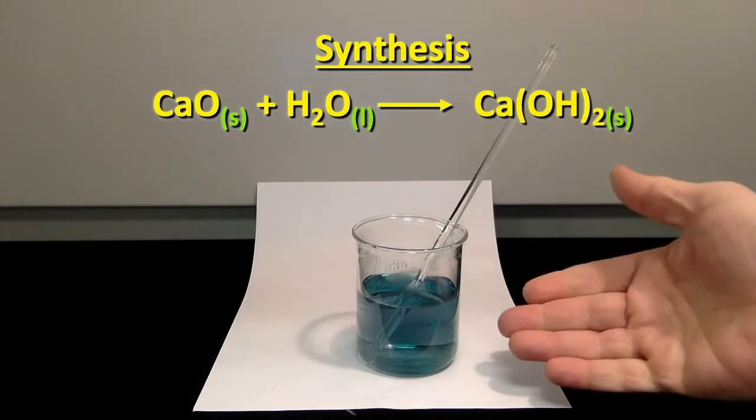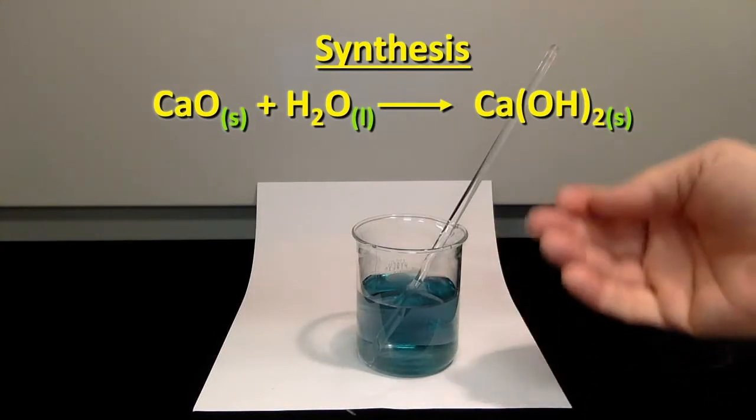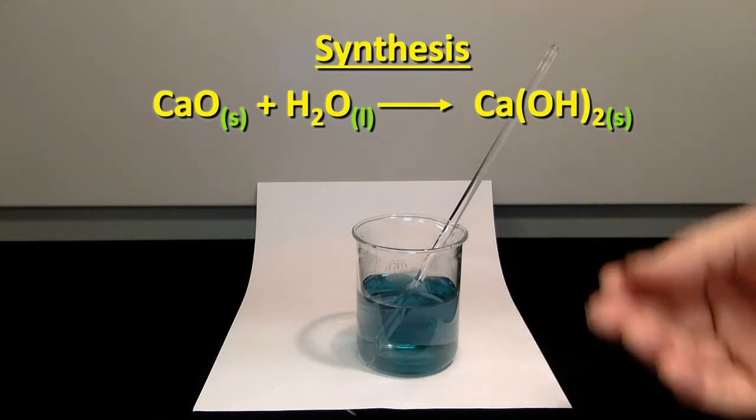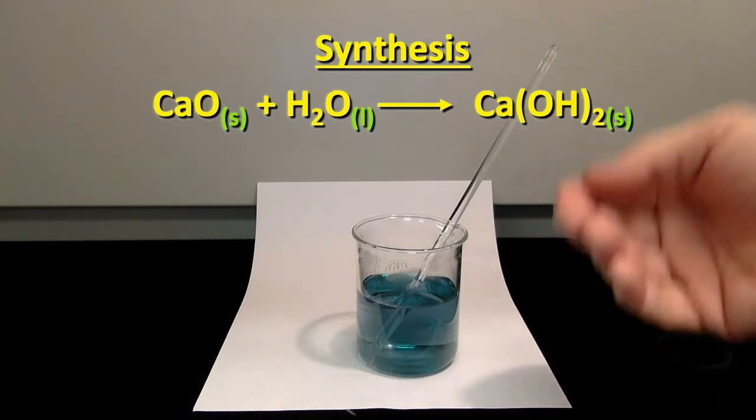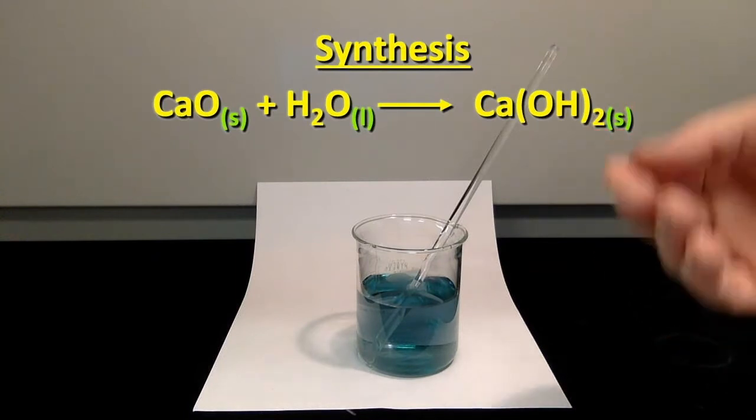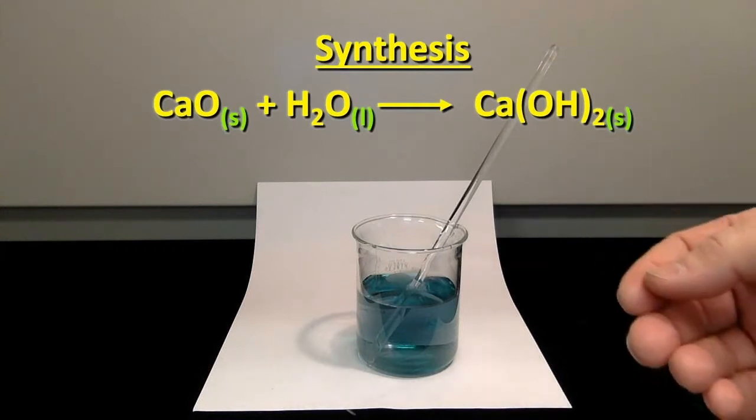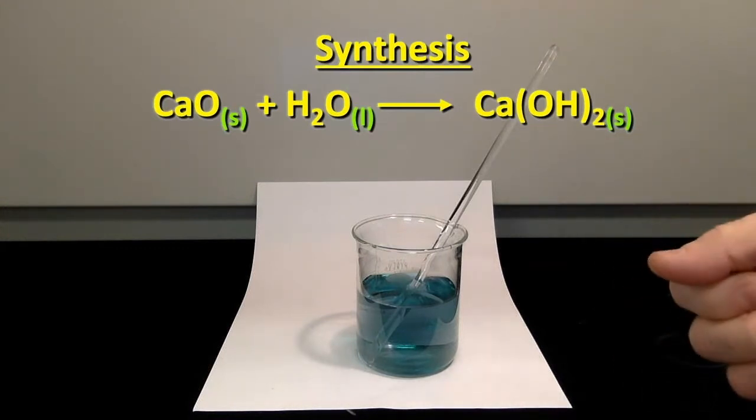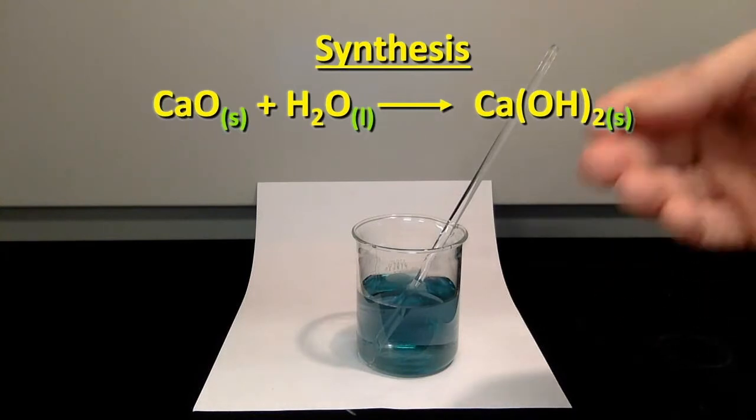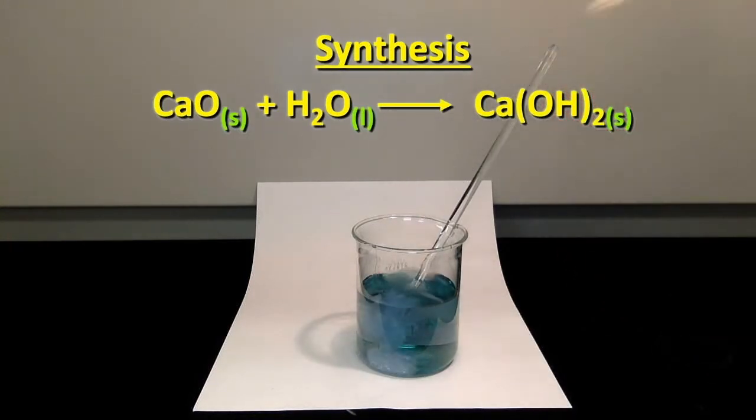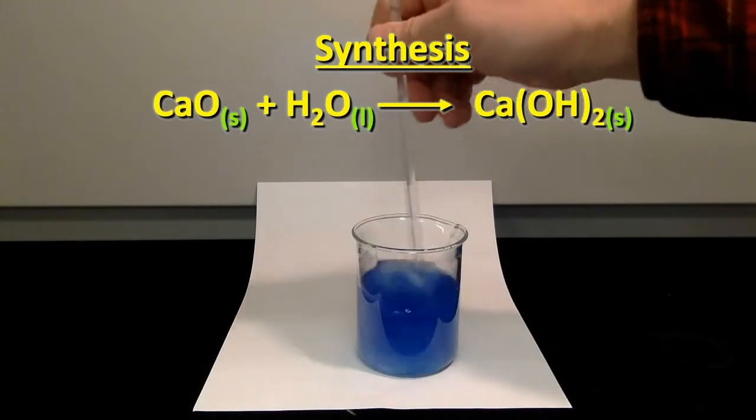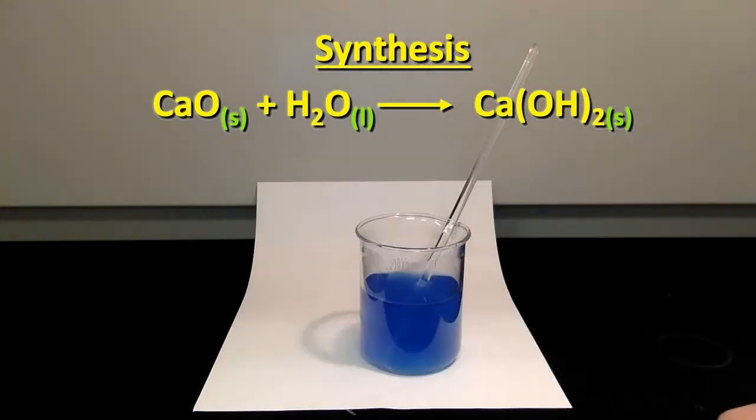This is a beaker filled with ordinary water. It also contains an indicator. An indicator is something that we use to detect the presence of an acid or a base. In this case, when I add the calcium oxide to the water, it's going to combine to form calcium hydroxide, which is a base. The base will then make the indicator turn a bluish color. So again, here we have an example of a synthesis reaction. The combination of calcium oxide and water to form calcium hydroxide.